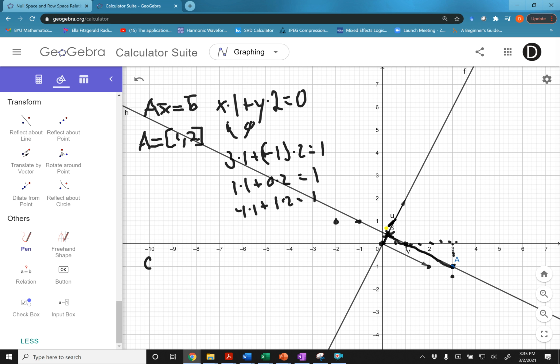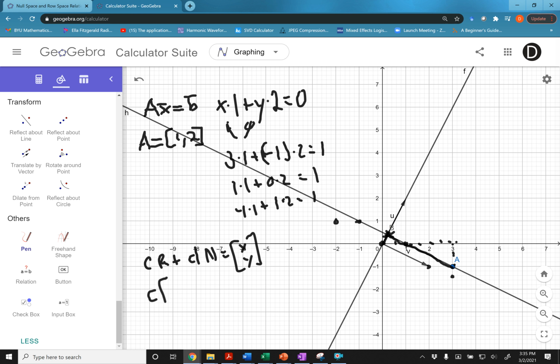C times the row space vector plus D times the null space vector. So any point, I can think about it this way. That's thinking about a new basis. So not thinking about x's and y's, but thinking about how much of u and how much of v. Any x, y you give me, I can write it out that way.